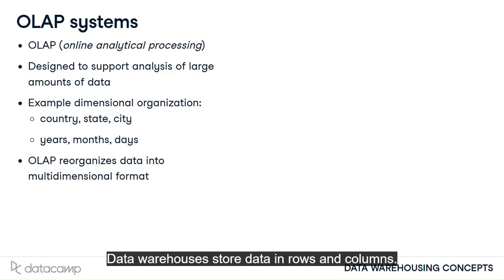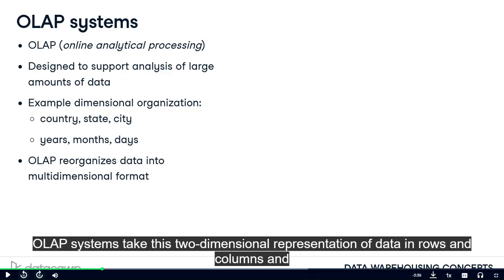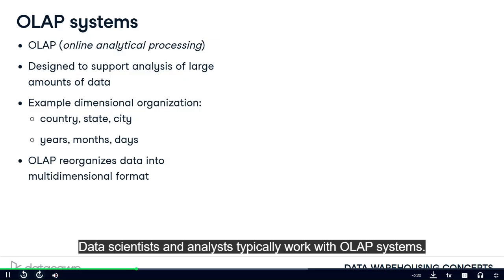Data warehouses store data in rows and columns. OLAP systems take this two-dimensional representation of data in rows and columns and reorganize it into a multidimensional format that enables fast processing with OLAP systems.